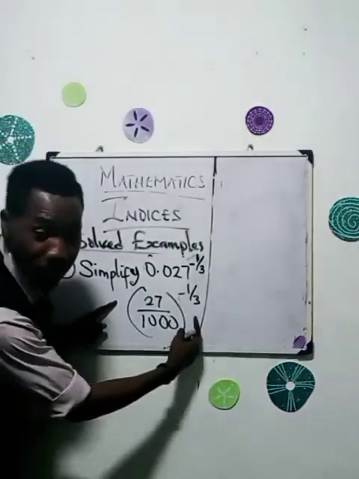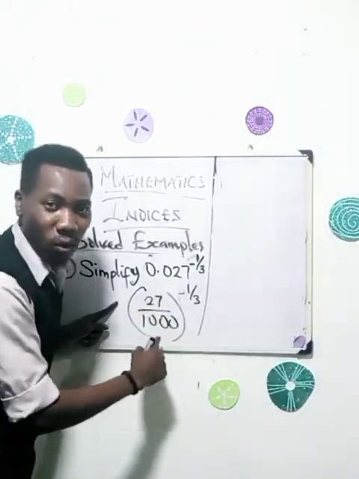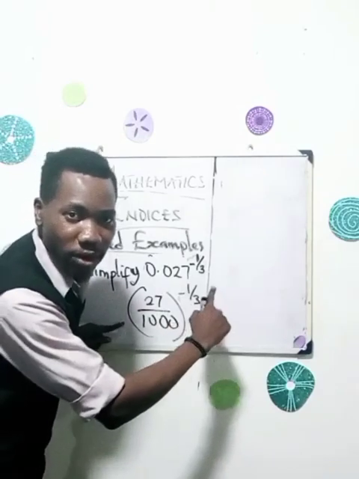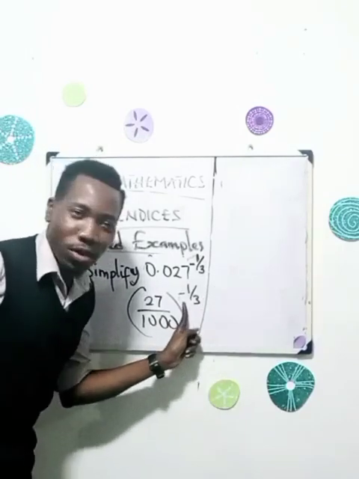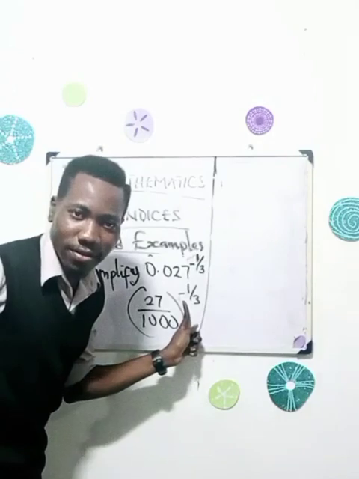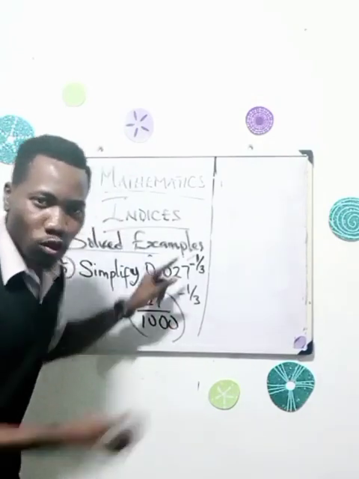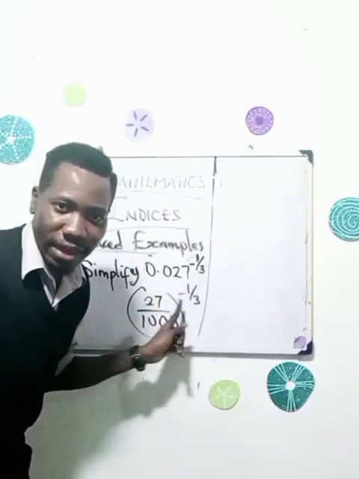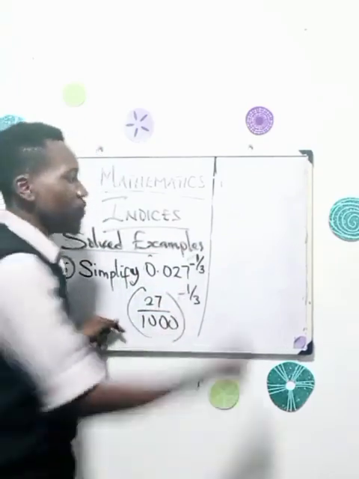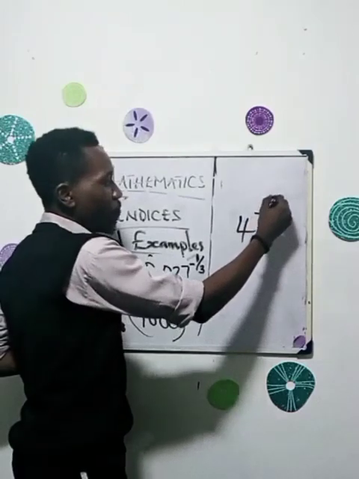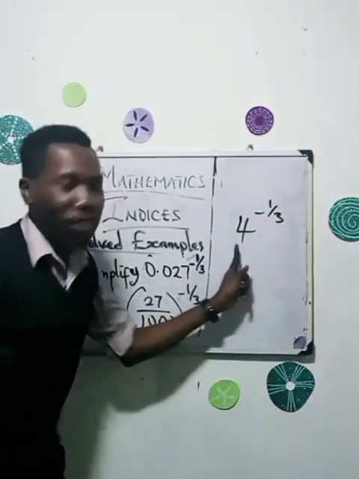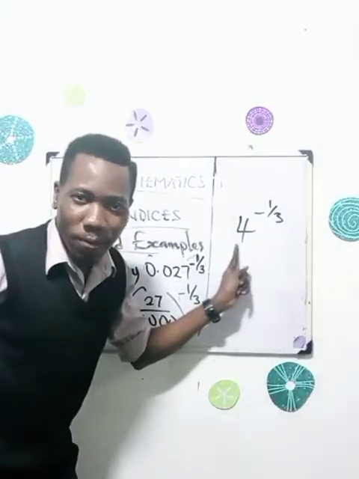So you have this now. 27 over 1000 raised to the power of minus 1 over 3. So we want to deal with this negative first, right? What happens is that this will cause this to be turned upside down. That's what will happen. If it's just 4 raised to the power of minus 1 over 3, if it's just 4, the same thing will happen.